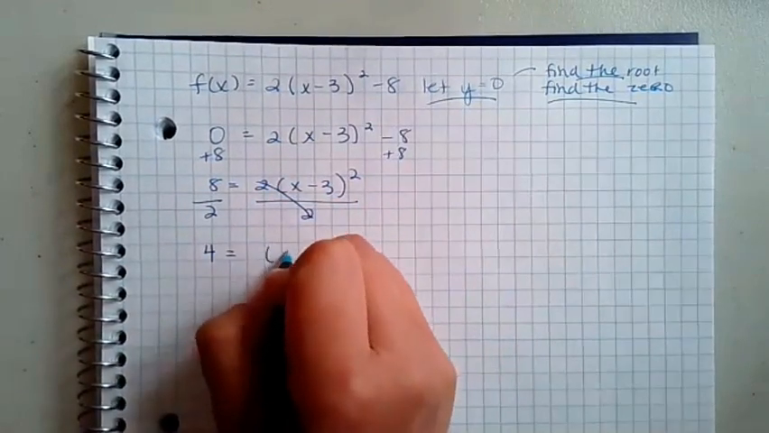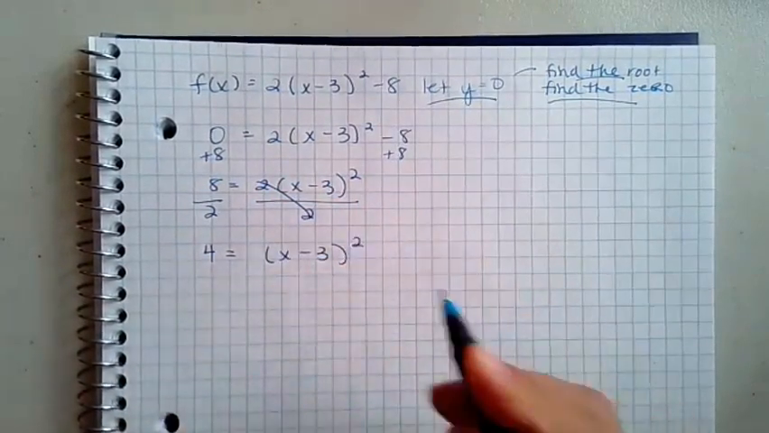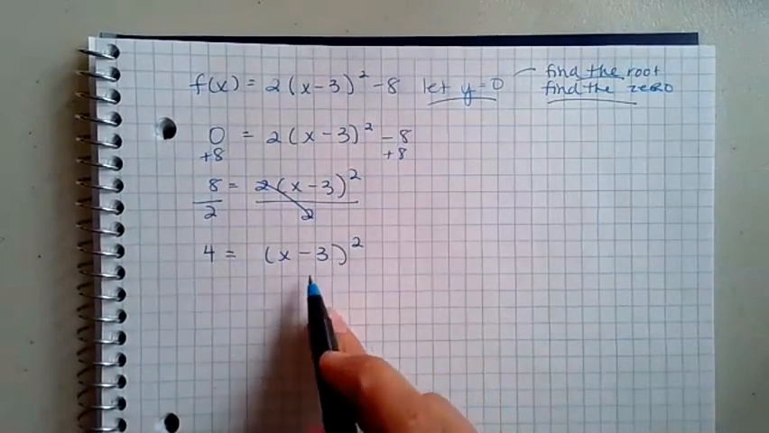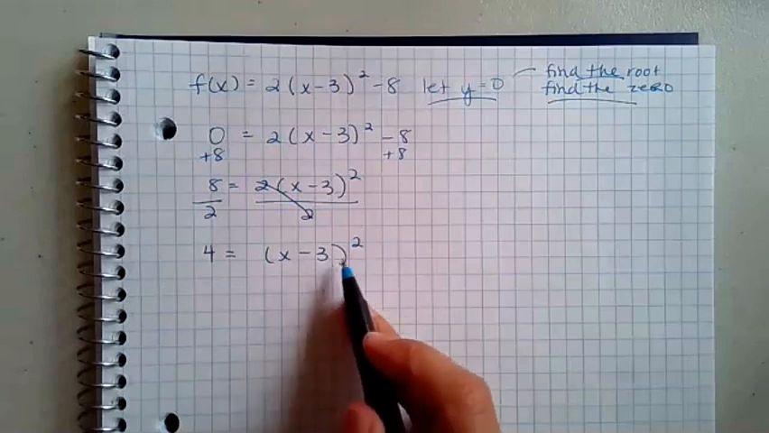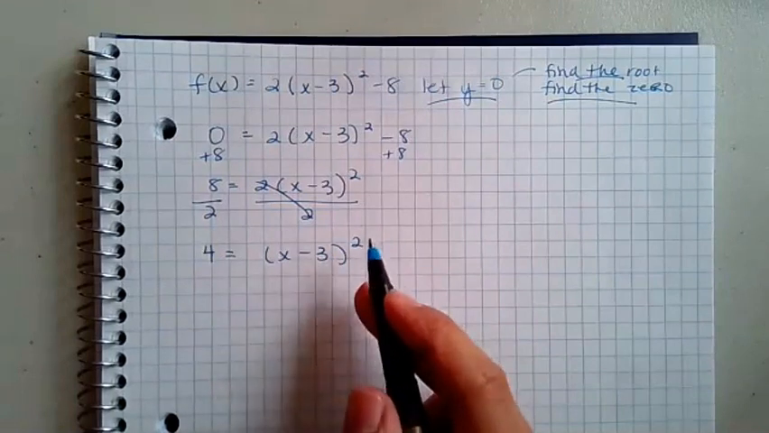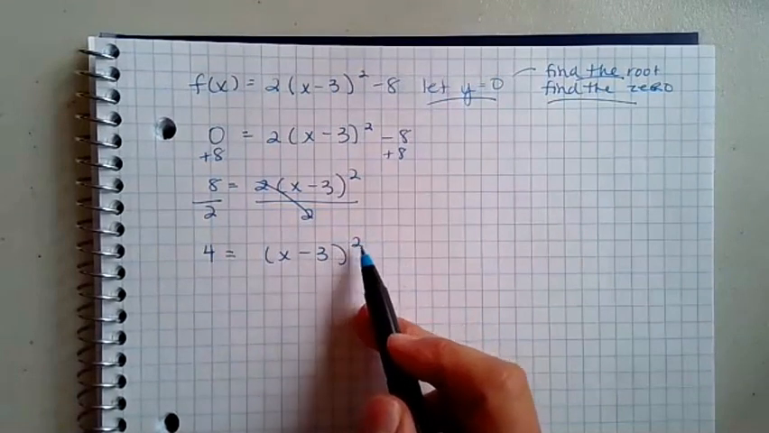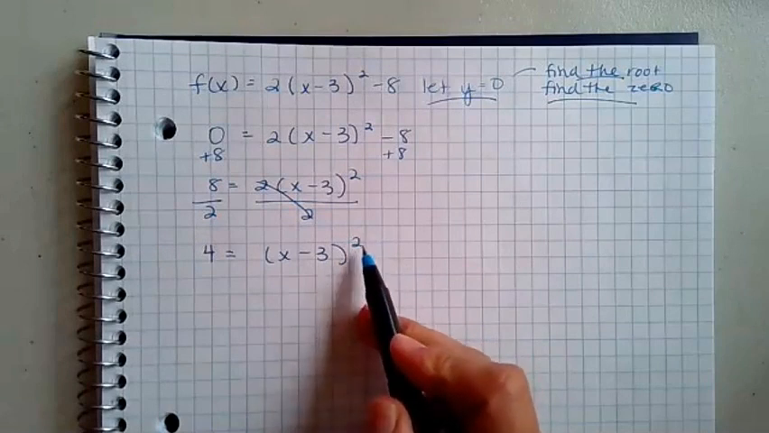We get 4 equals (x minus 3) squared. So we don't add 3 to both sides, because this is not the same as having a 3 there. This is 3 squared and it's in the parentheses. So to undo this outside layer, we have to square root both sides.